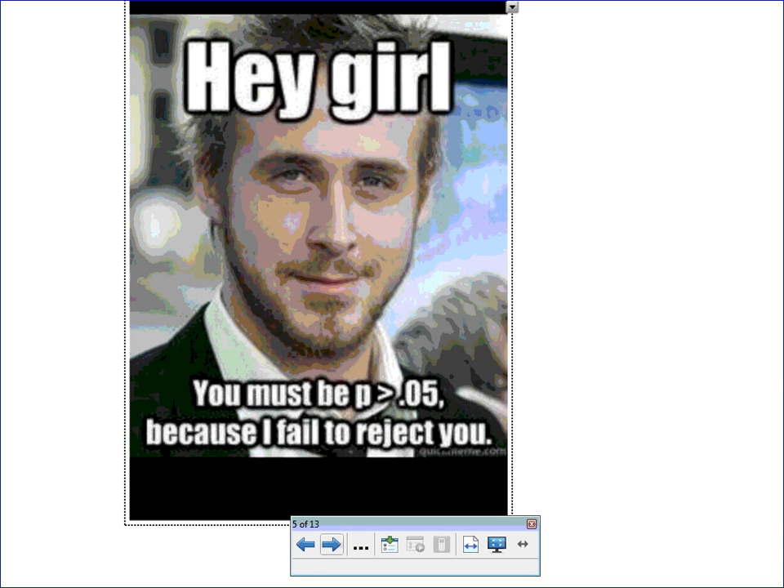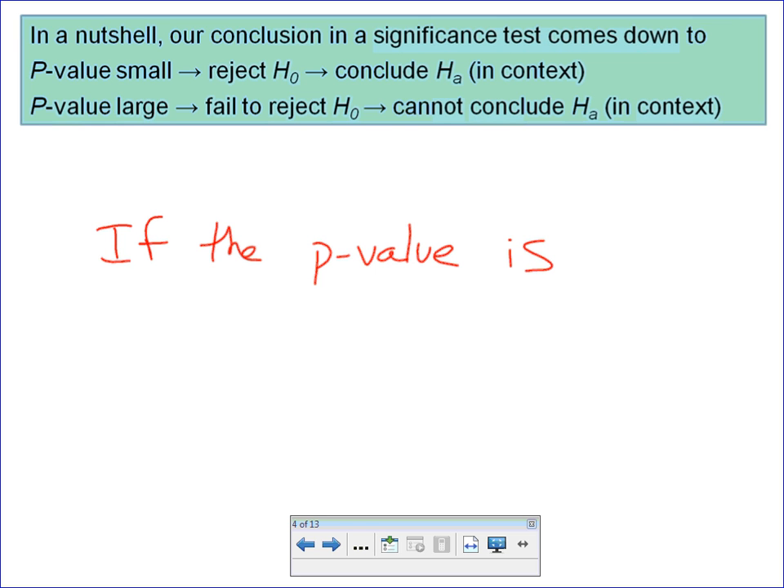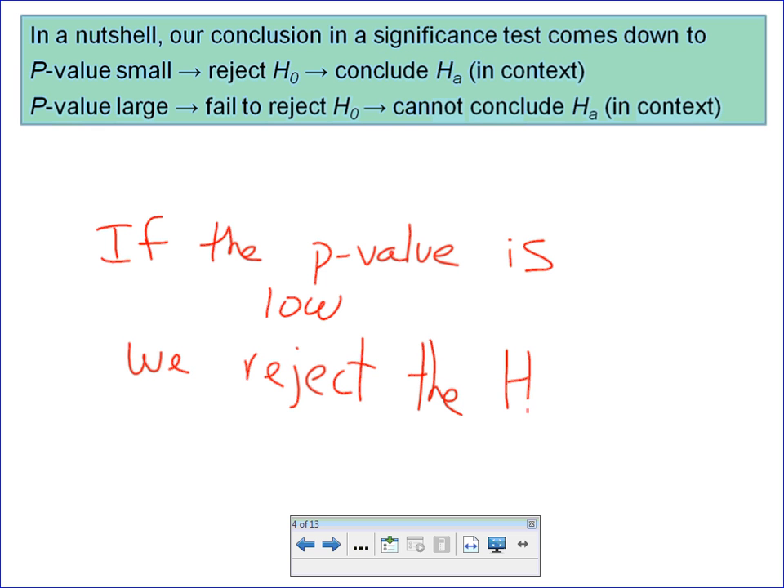The key is this language of I fail to reject. We fail to reject the null hypothesis. We do not accept it. We just fail to reject it. Another way to think about this is our old standby. If the p-value is low, we reject the H naught.